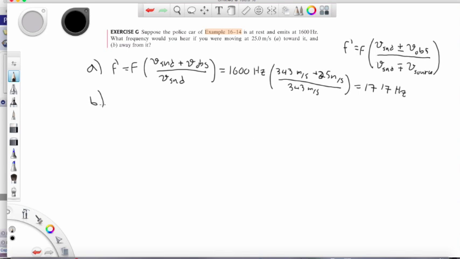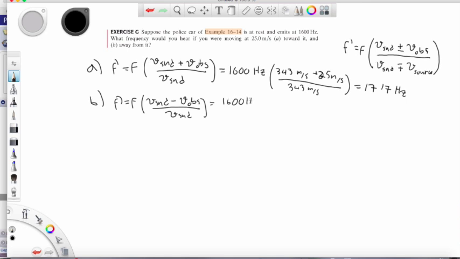Okay, what about the case when we are moving away from it? Again, nothing changes in terms of the fact that the source is standing still, so this term is again 0. But now, because we are running away from it, we will use the lower signs. So we pick the minus from here. We have f prime equals v sound minus v observer divided by v sound.